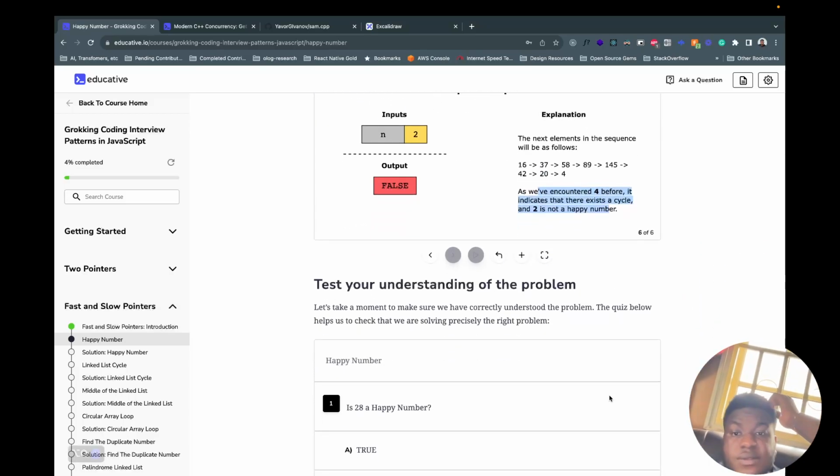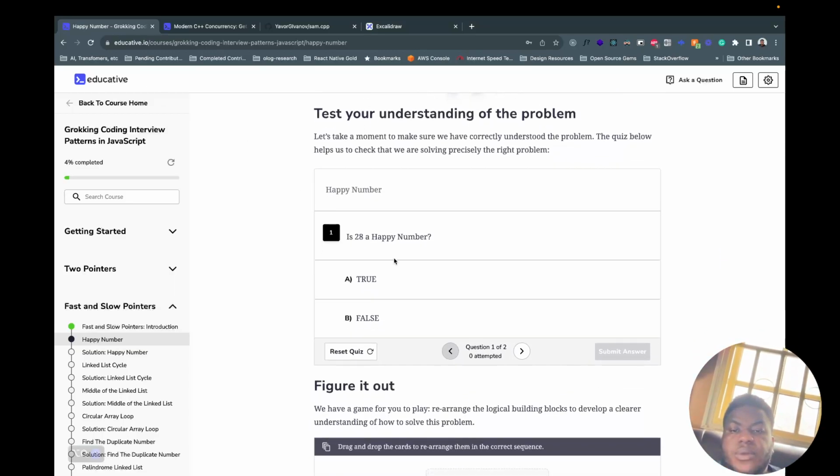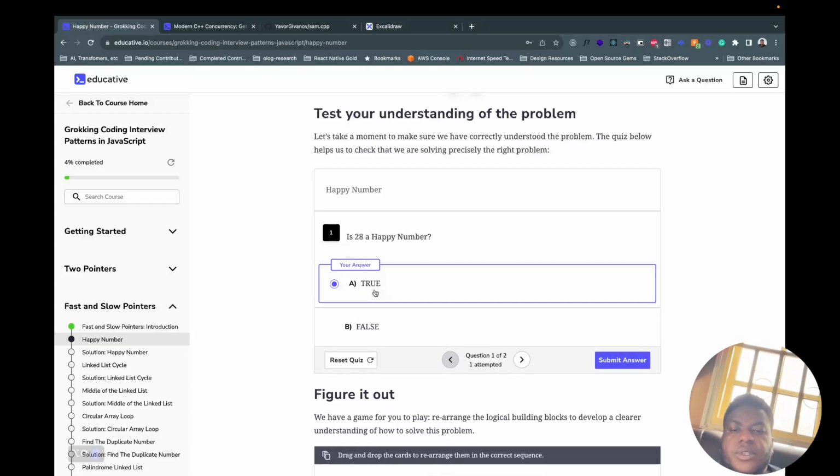That is funny. Test your understanding of the problem. Let's take a moment to make sure you have correctly understood the problem. Is 28 a happy number? Ooh, this might be hard to do. Okay, 4 plus 64 is 68. 68, we have 64 plus 36, that's 100. Yes, it's a happy number because we end up at 1.